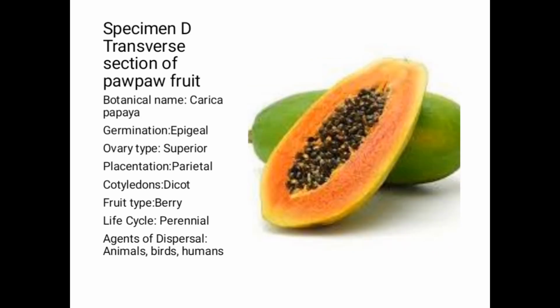Section D, specimen D is a transverse section of purple fruit. Botanical name Carica papaya. Germination is epigeal. Ovary type is superior. Placentation parietal. Cotyledon, the dicot plant, it has 2 seed leaves. Fruit type is berry. Life cycle perennial. Agent of dispersal, animals, birds, humans.